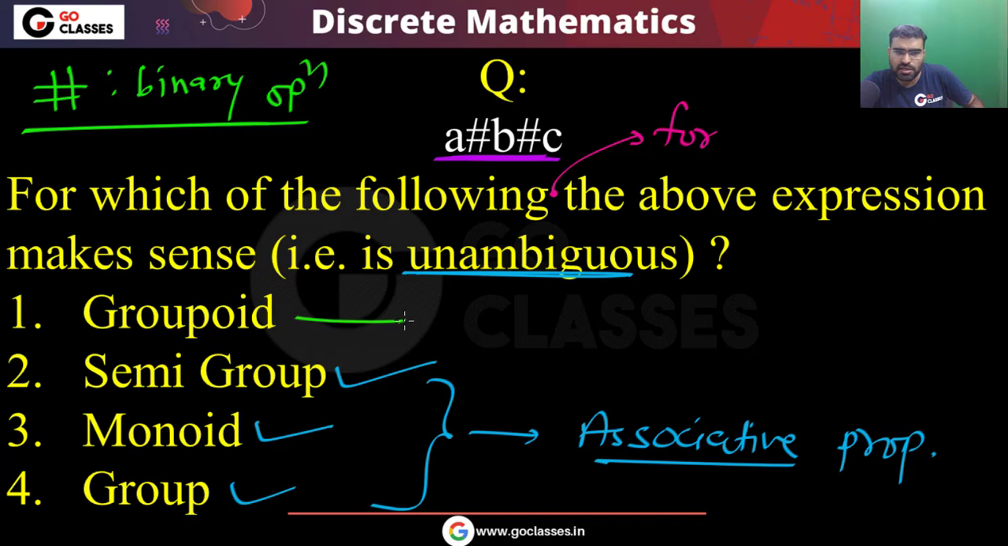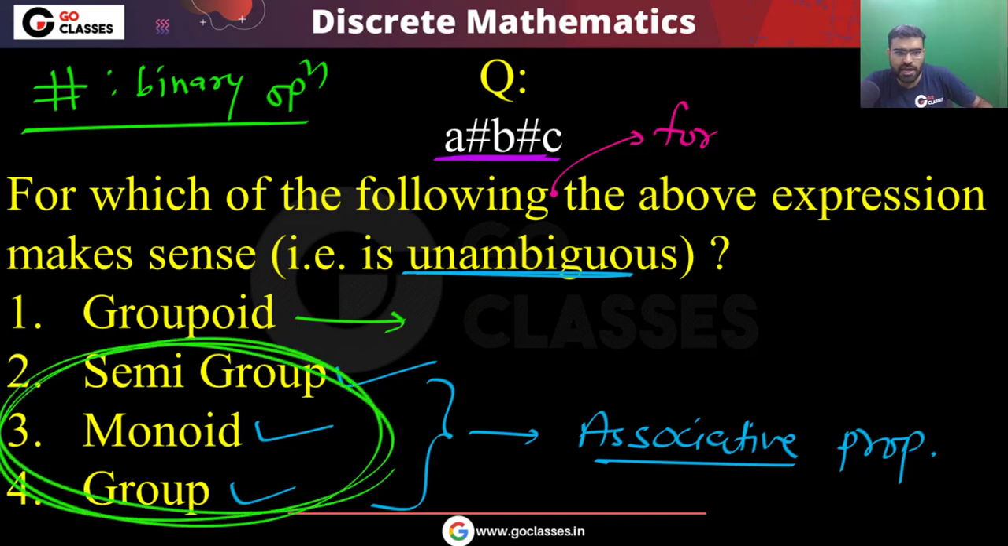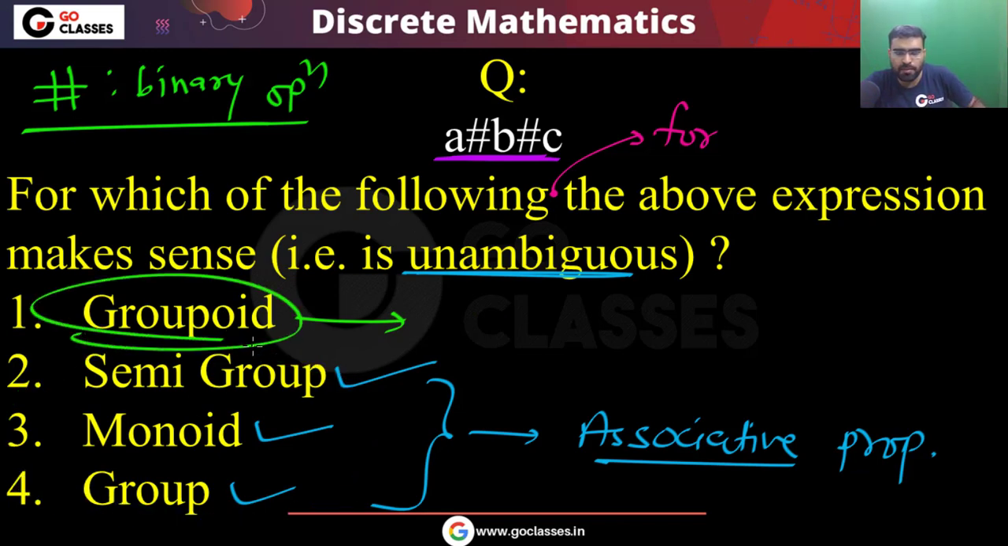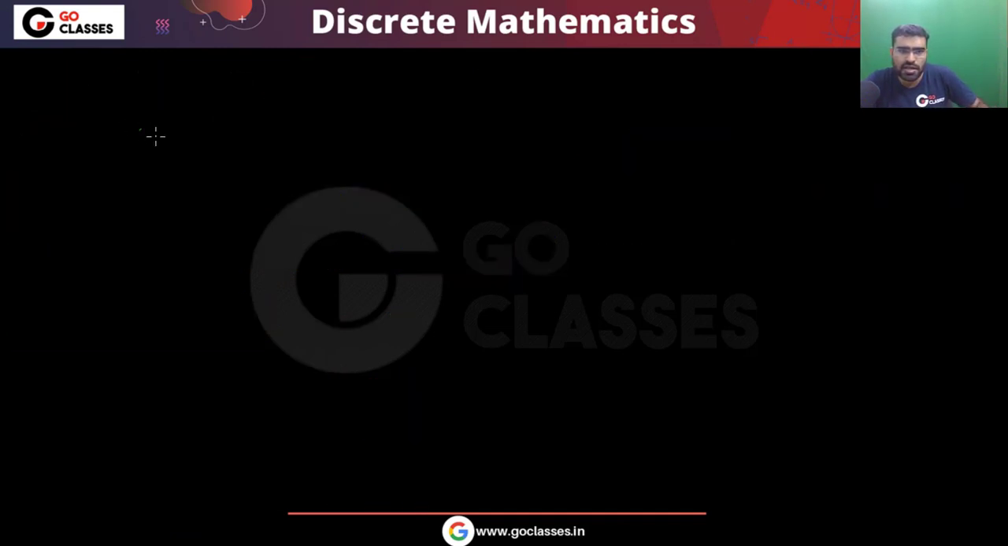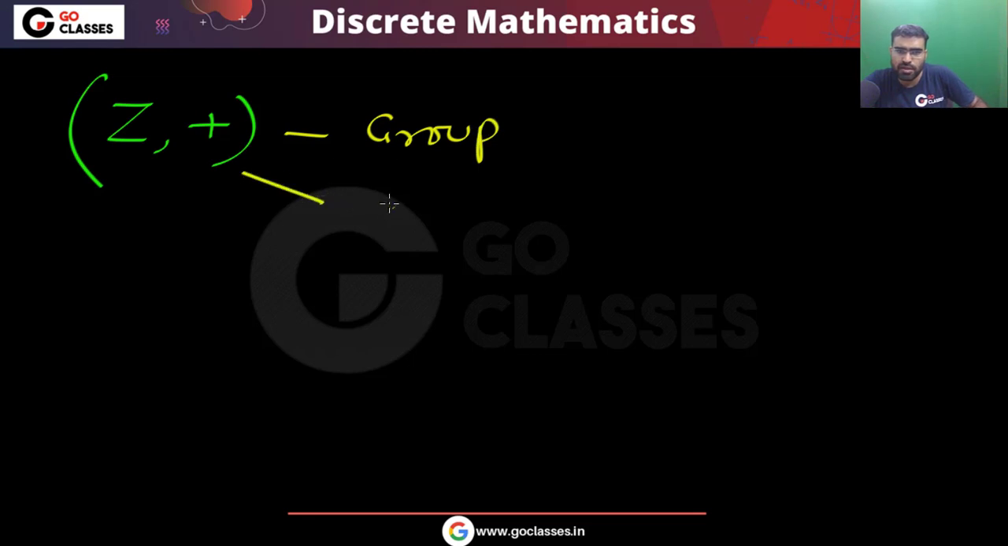But you can notice a groupoid may or may not have the associative property. Remember, every group is also a groupoid, so a groupoid may have the associative property. For example, the set of integers with addition is a group, but it is also a groupoid.